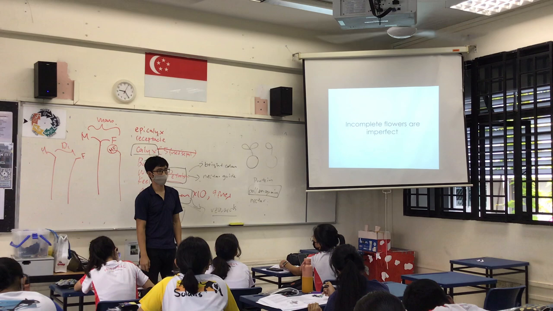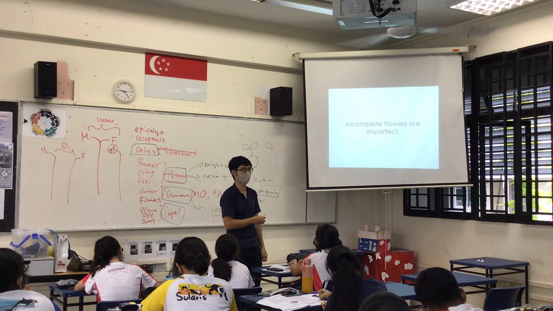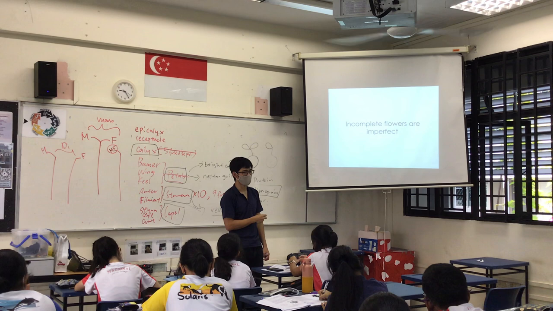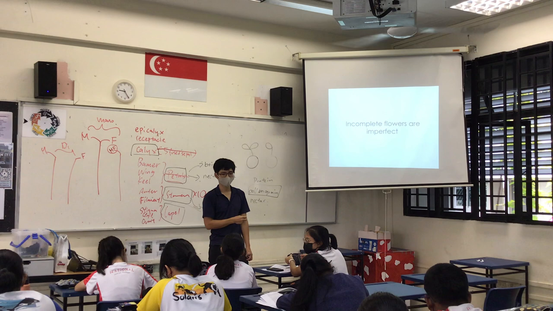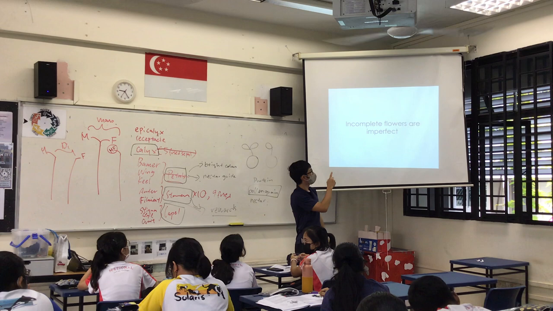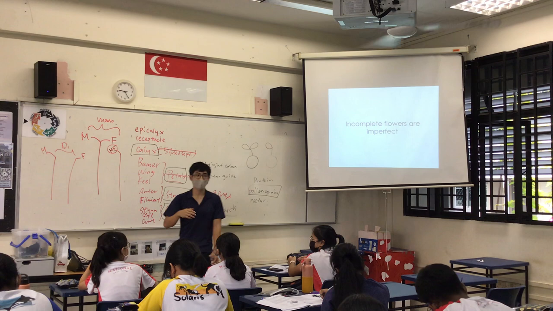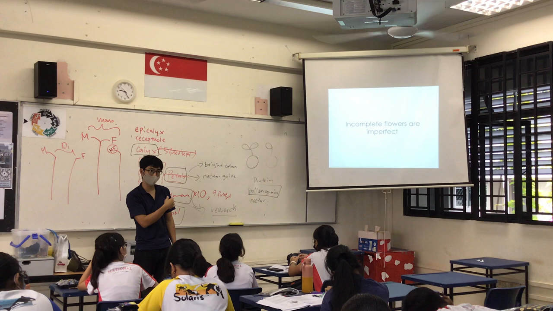Incomplete flowers are imperfect. True or false? False. Why is it false? Or in other words, can you be incomplete but be perfect? Yes. So incomplete flowers are imperfect is not always true. It's possible. You can be imperfect if you're incomplete, but you can also be perfect if you're incomplete. That is our brain teasers.